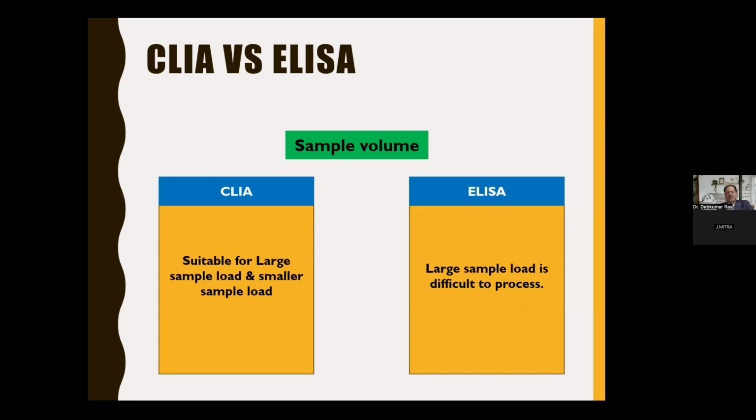Now, the next one is the sample volume. CLIA is very much suitable for large sample load, and even for small sample load also. For ELISA, or enzyme-linked immunosorbent assay, a large sample load is very difficult to manage or very difficult to process in a short period of time.